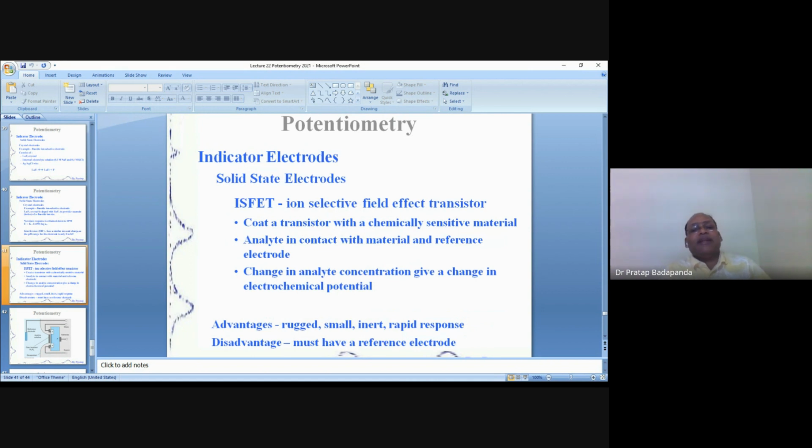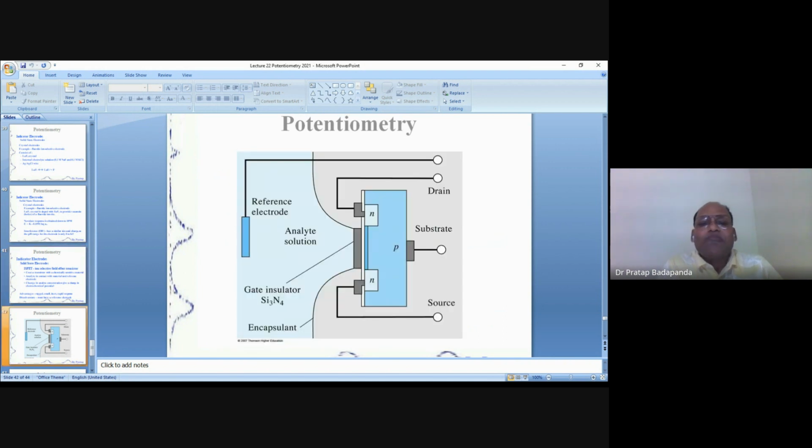ISFET, ion selective field effect transistor. Coat a transistor with a chemically sensitive material; the analyte is in contact with the material and a reference electrode. Change in analyte concentration gives change in electrode potential. Advantages: rugged, small, inert, rapid response. Disadvantage: most need a reference electrode. So this is the thing, you can use this. The reference electrode is there. So how will things work out in this case?